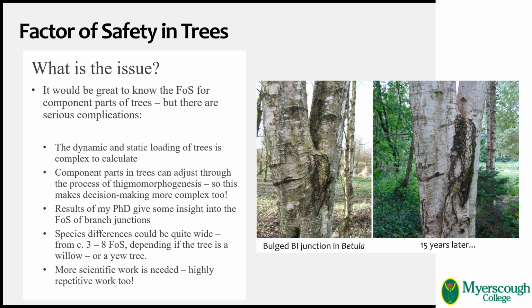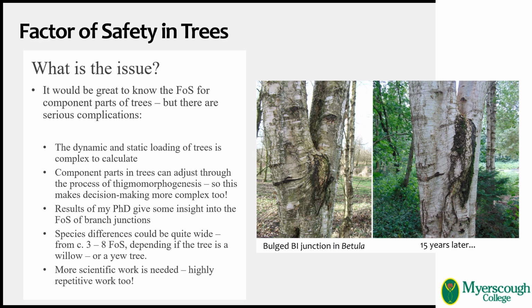The image on this slide shows one of my photographic time lapses of a tree. In this case, the subject of interest is a bark-included junction in a silver birch tree. Over 15 years, you can see that wood has been added such that a large linear bulge has developed, covering up much of the bark inclusion to form what I have defined as a cup union. It is tempting to say, with this additional wood being added at this branch junction, that this component part will have improved its factor of safety over these last 15 years.